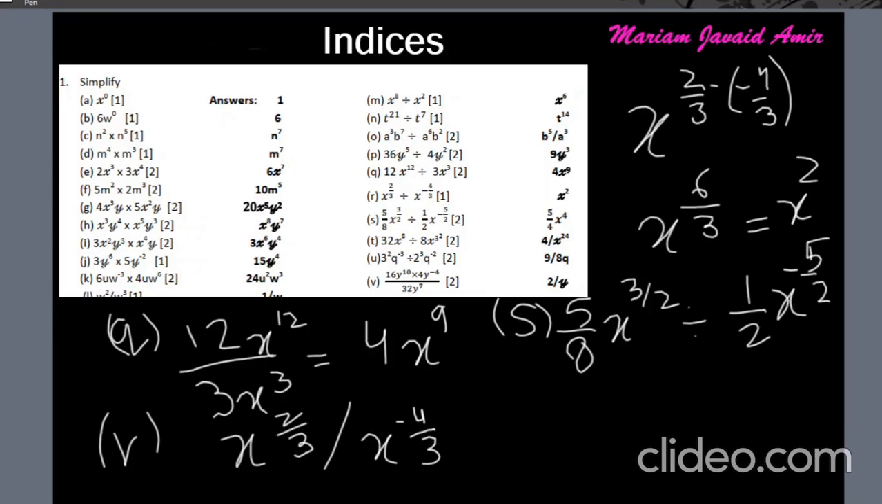Let me confirm the question. 5 over 8 x power 3 over 2 divided by 1 over 2 x power minus 5 over 2. So first we need to do 5 over 8 divided by 1 over 2. Let's do that separately here.